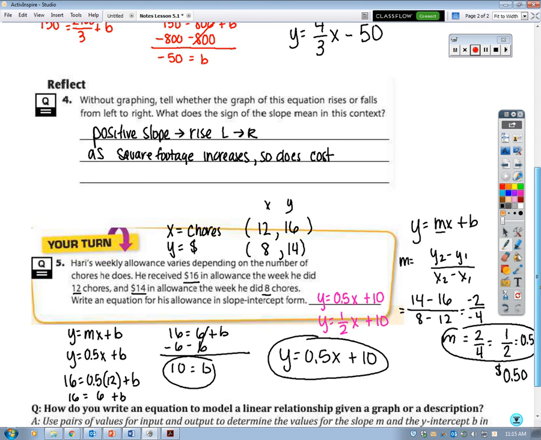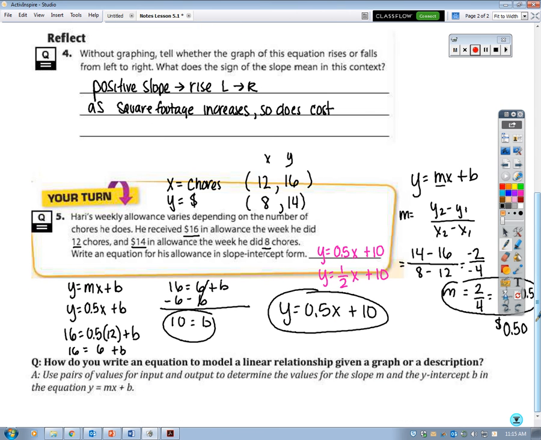So when revisiting our essential question, how do you write an equation to model a linear relationship given a graph or description? You are going to use pairs of values for input and output to determine the values for the slope m and the y-intercept b in the equation y equals mx plus b. You're going to use pairs of values to determine slope and y-intercept to make an equation of y equals mx plus b.